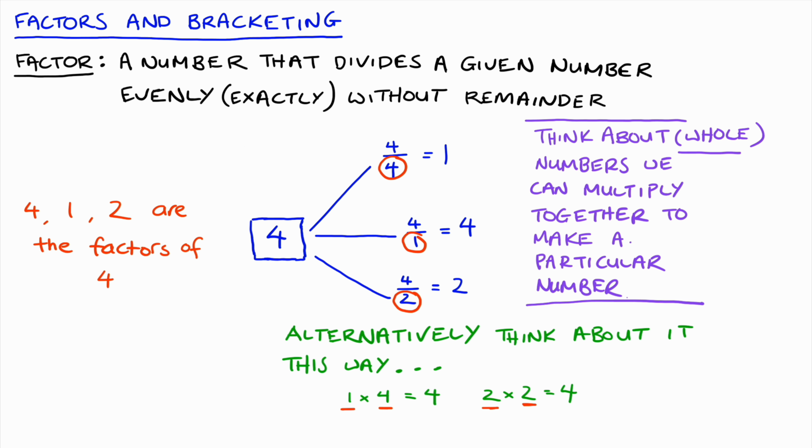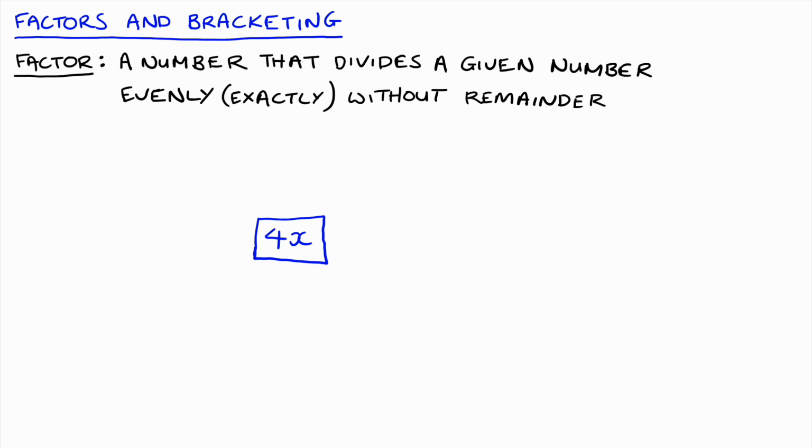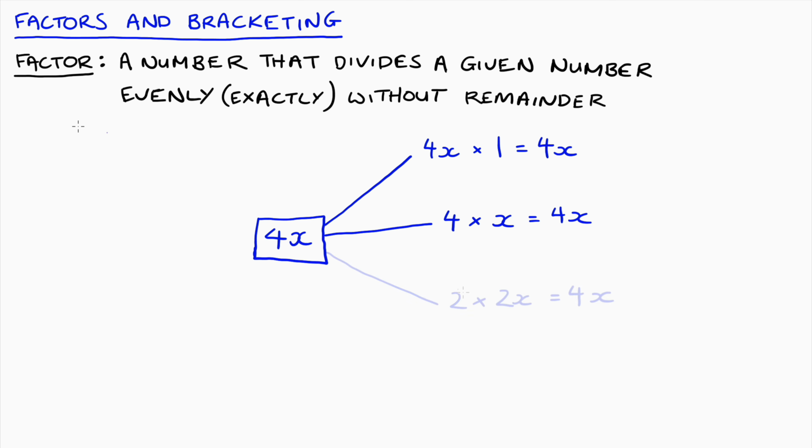Let's do another one, and let's think about a term with a variable. So let's say we had 4x, so 4 times x. And here I am going to take that second approach to find our factors. I'm going to think about the sorts of multiplications that I can do in order to get to 4x. Well, I could do 4x times 1. I could do 4 and x as well. 4 times x is 4x.